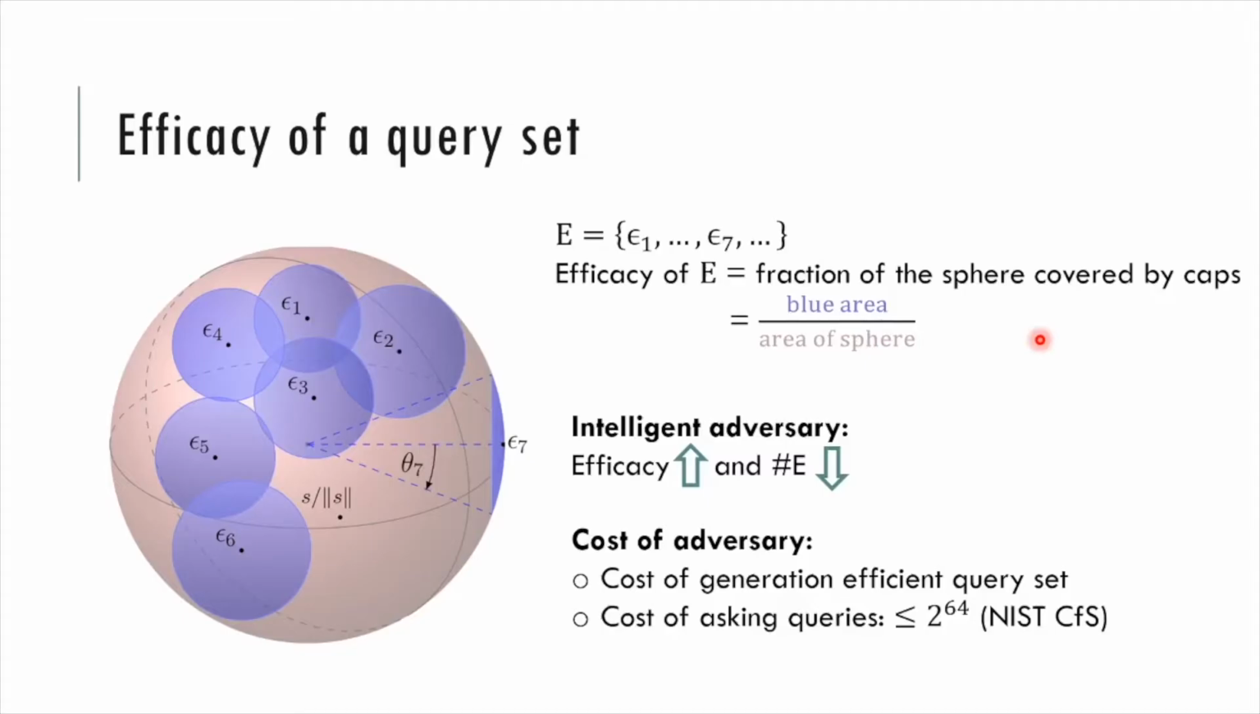Depending on how the adversary chooses the randomness, the query set is more or less efficient. Let E be the set of randomness used in the decryption queries. Then the efficacy of the query set is essentially the fraction of the sphere covered by the caps, so the blue area divided by the area of the sphere. One can assume that an intelligent adversary would try to increase the efficacy while decreasing the number of queries at the same time. The cost of an adversary then consists of generating the efficient query set and the cost of asking these queries.